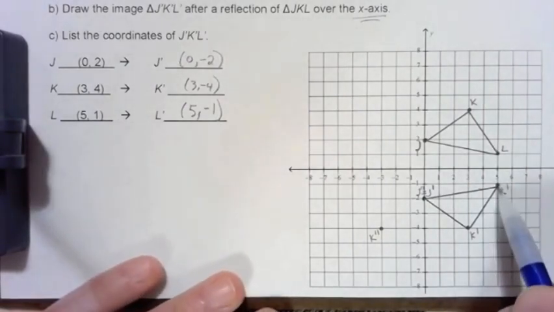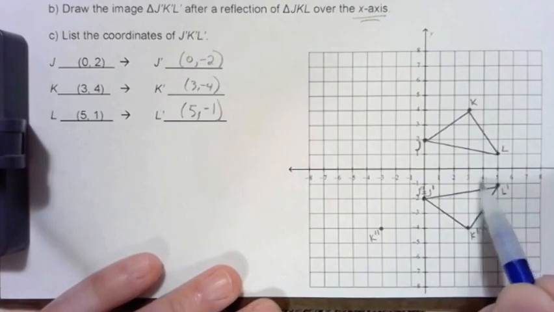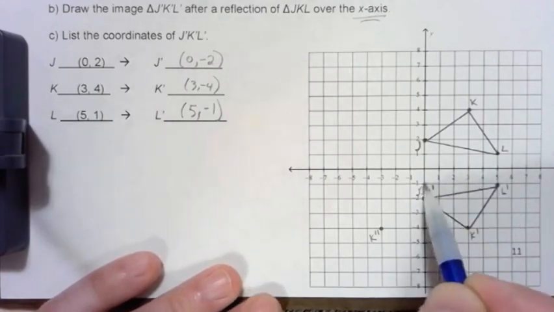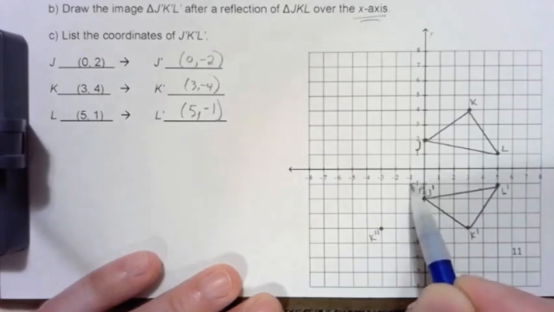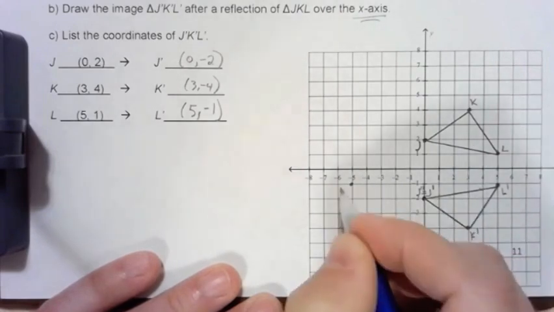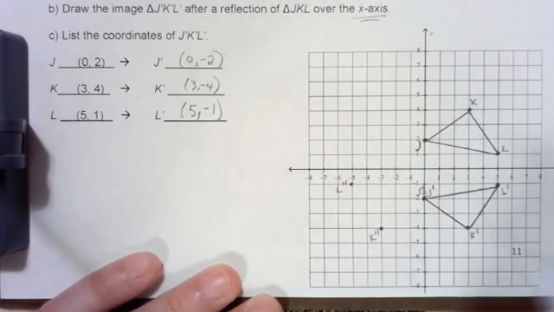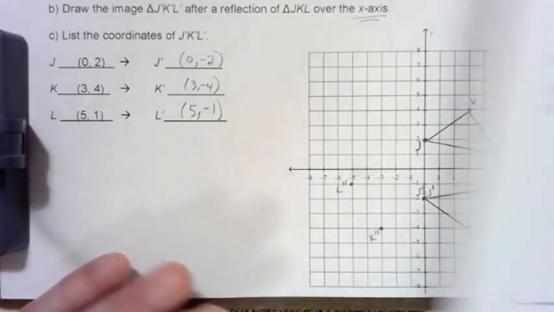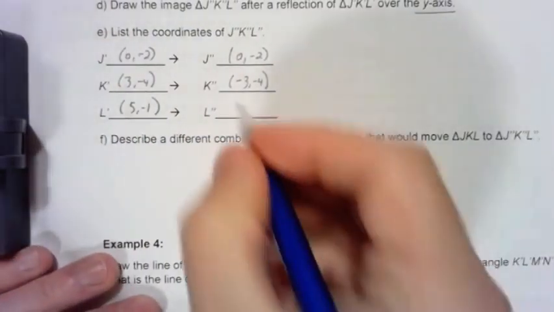And finally, we have to get L double prime by reflecting point L prime over the y-axis. So again, here's point L prime. It's 1, 2, 3, 4, 5 units to the right of the y-axis. So L double prime is going to be 5 to the left, 1, 2, 3, 4, 5 units to the left of the y-axis. Right there is L double prime, and it's located at -5, -1.